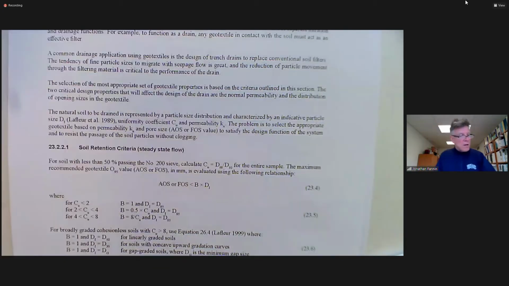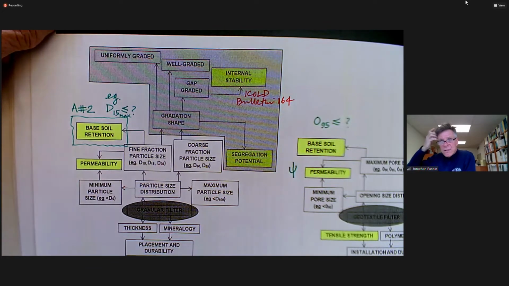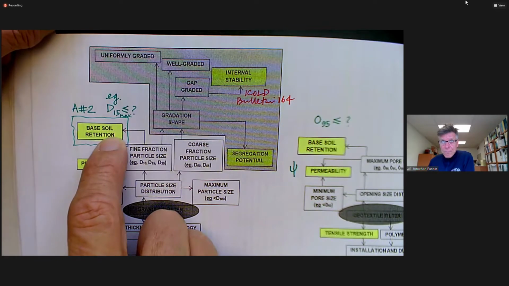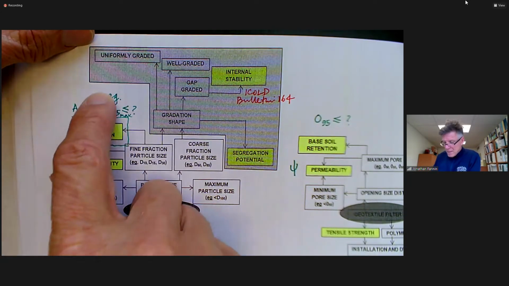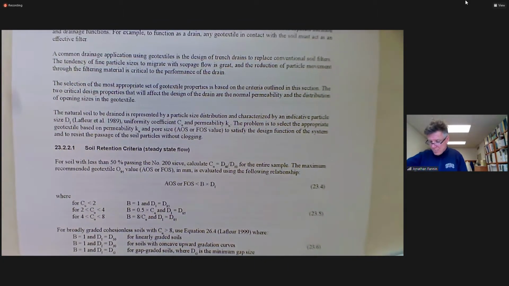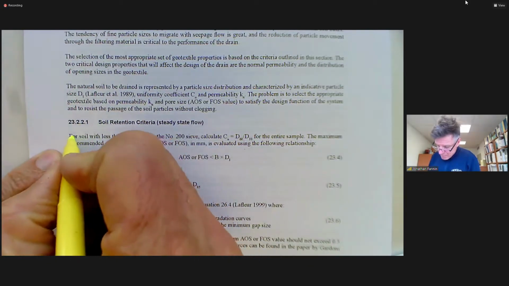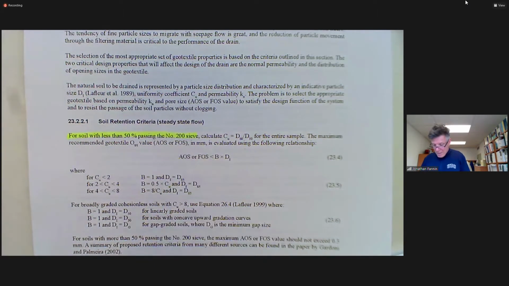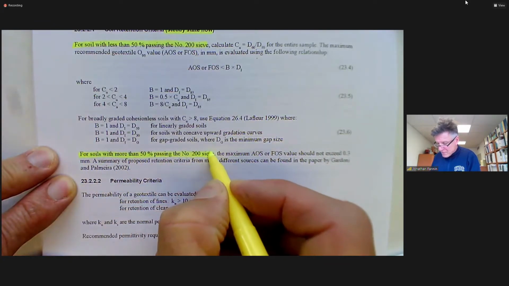That's kind of interesting, and that might cause us to go back and ask what does the National Engineering Handbook have to say for granular filters? Is the base soil retention in chapter 26 for unidirectional flow? And if we go back to Sherard's work, was that testing with unidirectional flow? Is that a constraint that applies here? So what do we have in the Canadian Foundation Engineering Manual? It makes a distinction between soils with less than 50% passing the number 200 sieve, less than 50% silt and clay size, with steady state flow, as opposed to soils with more than 50% passing the number 200 sieve.